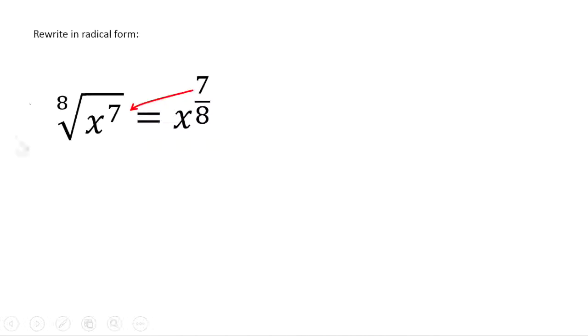Now, it doesn't come way out in front like right here. That would be 8 times the square root of x. So remember to make sure it's right in between this little check mark, if you will, okay? That indicates that it's the 8th root. Okay, so let's look at a couple other examples.